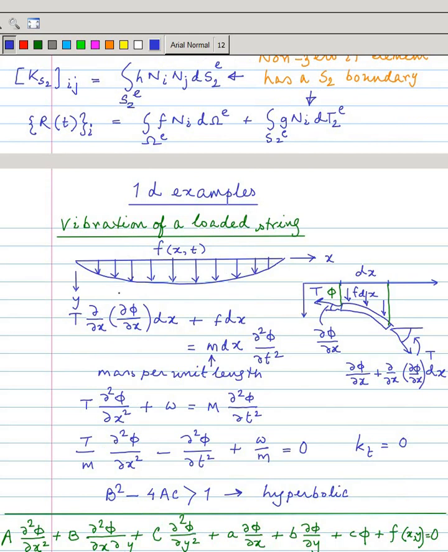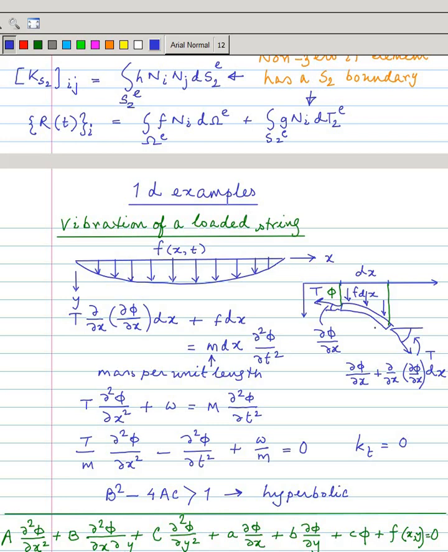So this is a string which is loaded with a force F(x,t). So this is a transverse force, and the string is loaded with that transverse force. So this is the string, and here if the string deforms like this, then this deformation or displacement is phi. This is phi at x, this is phi at x plus dx. This is a time function, so phi(x,t). So phi is actually a function of x and time.